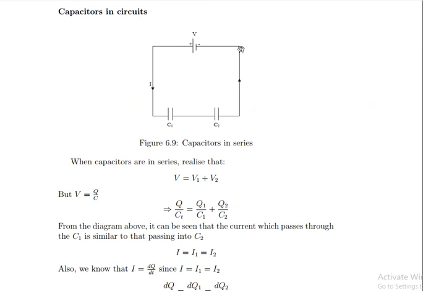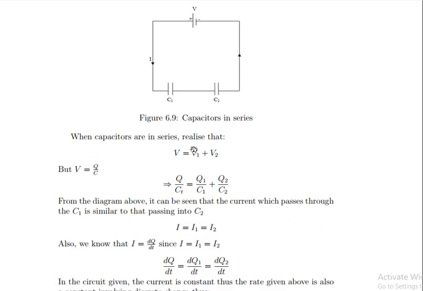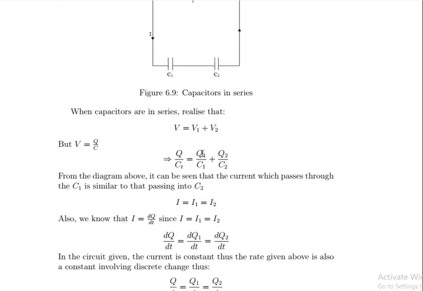So now let's visualize capacitors in circuits. The first point to note is that when you have this circuit here, the total voltage is going to be the sum of the voltages on the different capacitors. So V is equal to V1 plus V2.